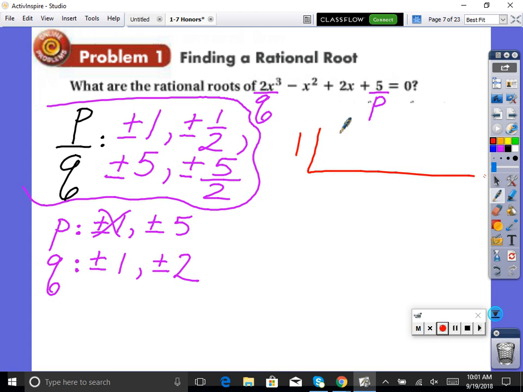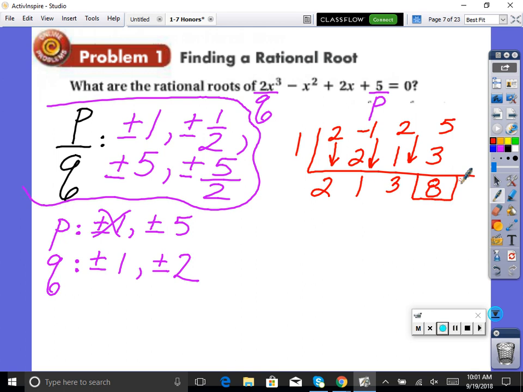So here we go. Put in a 2, a negative 1, a 2, a 5. We drop straight down. 2 times 1 is 2, right? Add straight down, we get a 1. 1 times 1 is 1. Add straight down, we get 3. 3 times 1 is 3. Add straight down, we get a 8. There's our remainder, so 1 is not a solution.